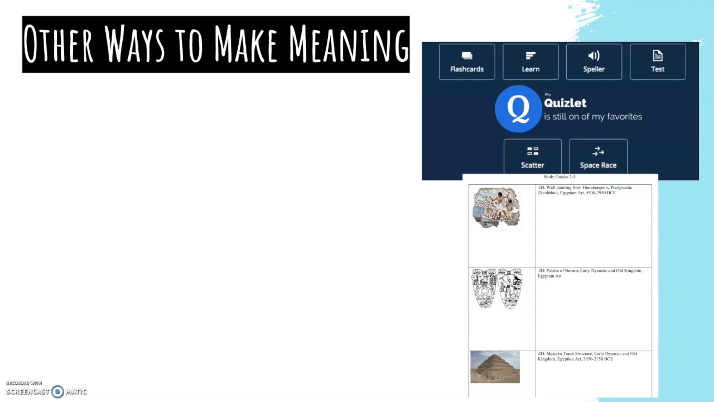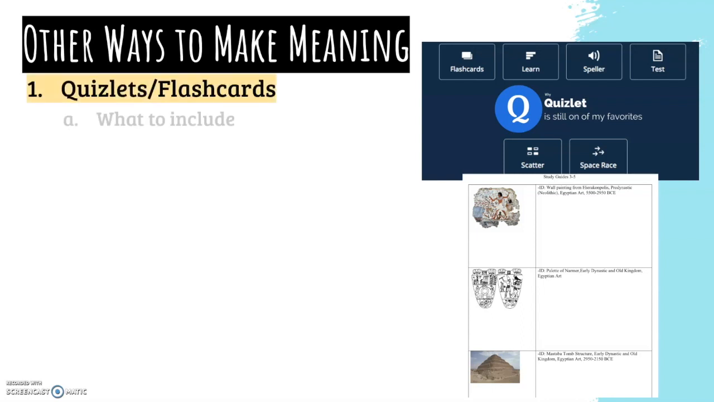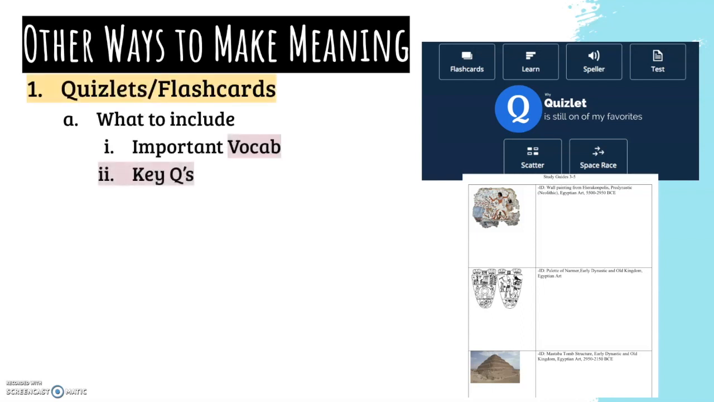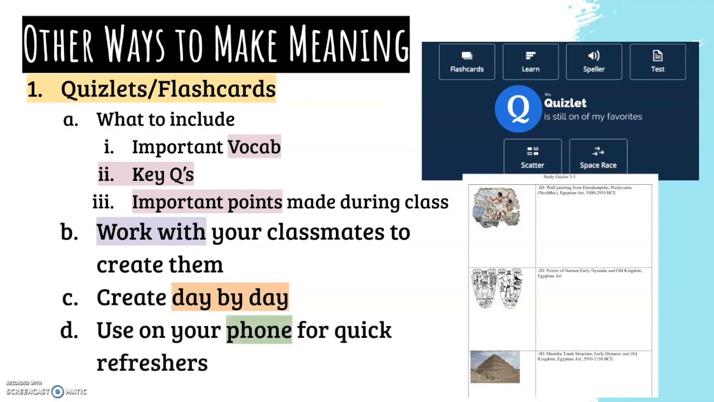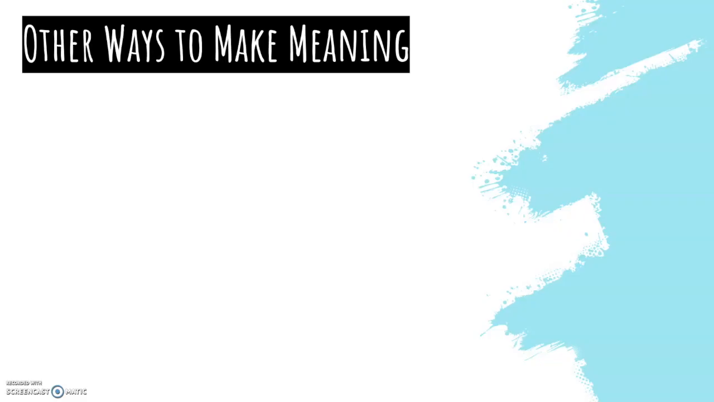Now, some other ways to make meaning beyond annotating your notes are going to be Quizlets and flashcards, including important vocab, asking key questions, important points made during class. You can work with your classmates to also create them and create them day by day. And this constant day by day is going to be a form of studying. Also, what's really great about Quizlet is it's on your phone, and so you can use it very quickly to review and study when you're maybe waiting to get picked up, waiting in line for something, etc.